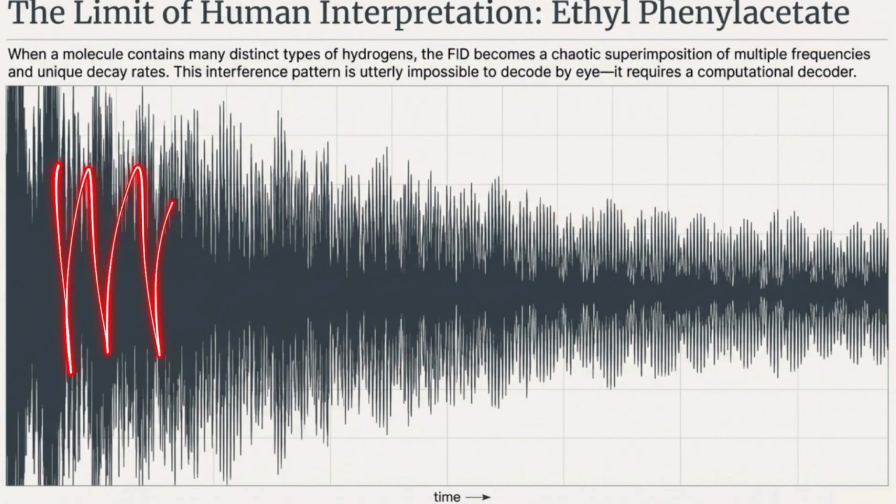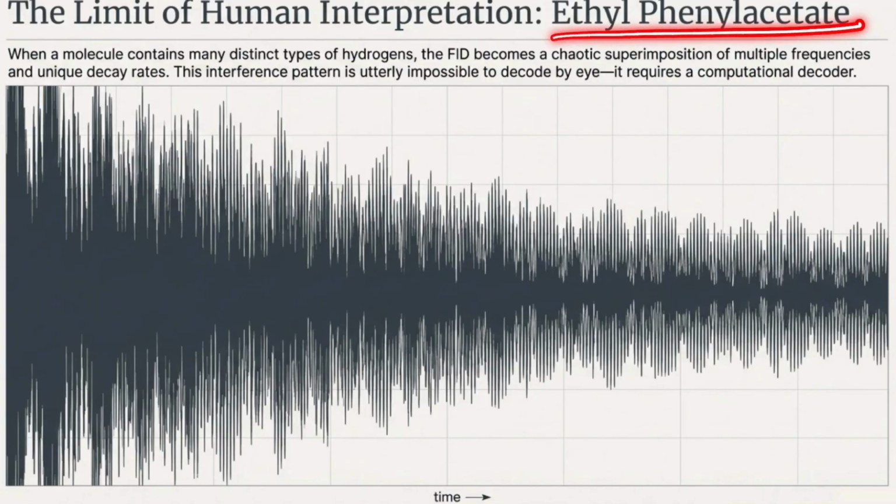Let's take an example of the FID signal of a more complex molecule such as ethyl phenyl acetate. Now we are again seeing a chaotic superimposition of multiple frequencies of the different types of protons present in ethyl phenyl acetate. The decaying frequencies are superimposed on each other, and it is not possible to decode them by eye. So it requires the power of a computer to resolve this time domain signal into a frequency domain signal, and we apply the mathematical operation of Fourier transform to complete this task.